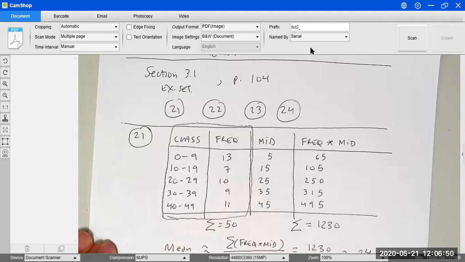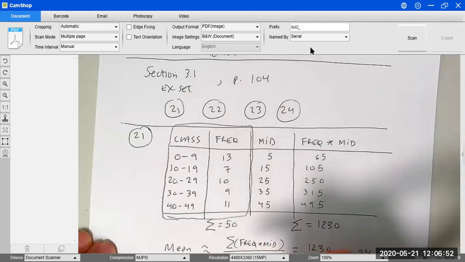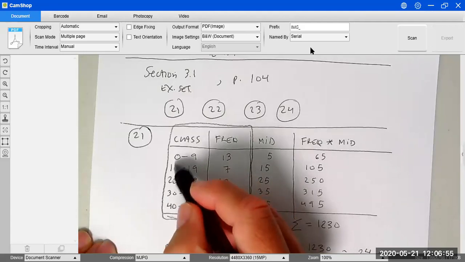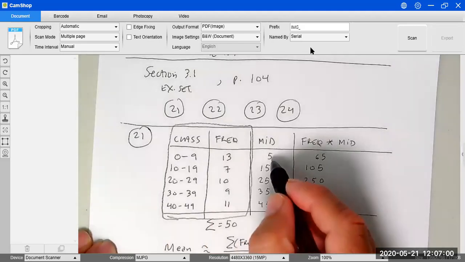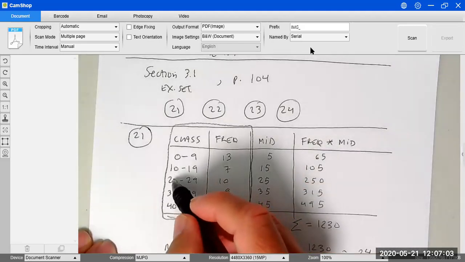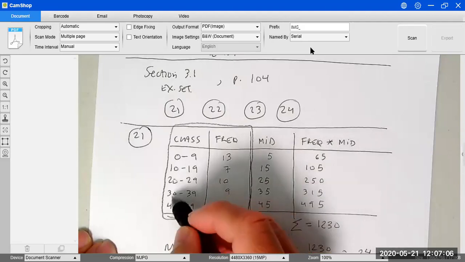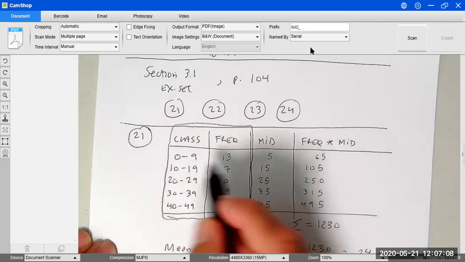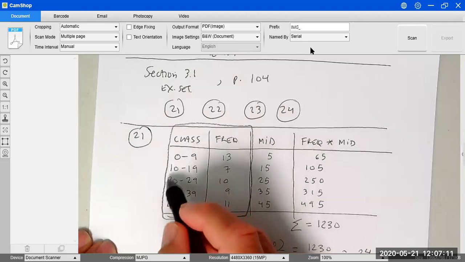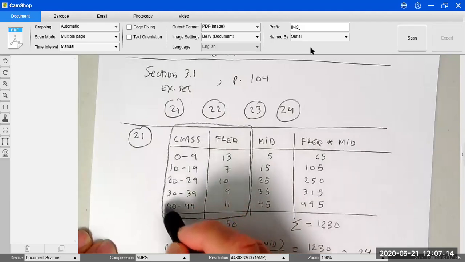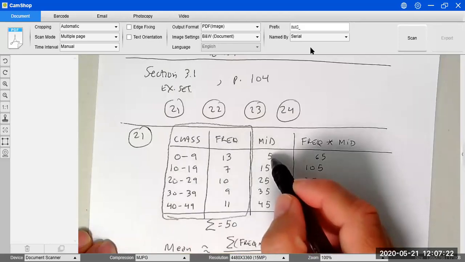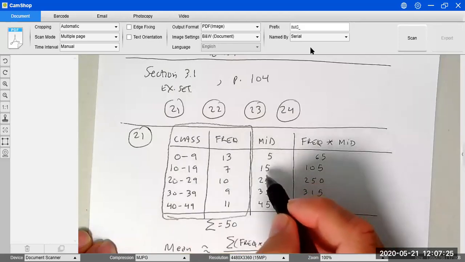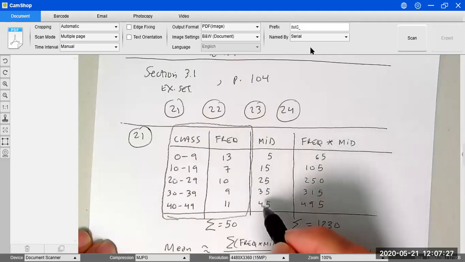So first we needed to compute midpoints. Remember, midpoint is just you add these two values and divide by 2. 0 plus 10 is 10, divided by 2 is 5. Then you add 10 plus 20, and divide by 2, you get 15, and so on. But you can also find the class width, which is just the difference between two consecutive lower limits. The class width is 10. So you add 10 to 5, you get 15. You add 10, you get 25, plus 10, 35, plus 10, 45.